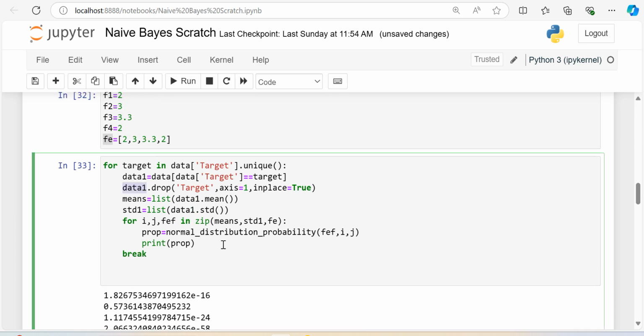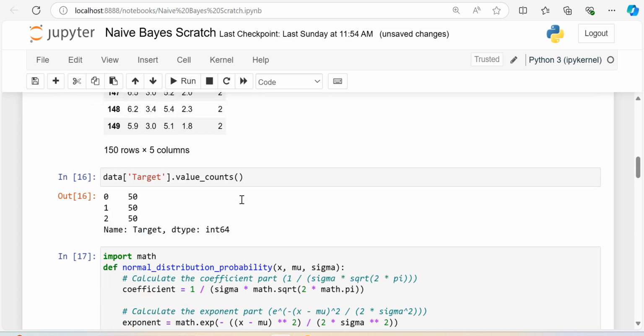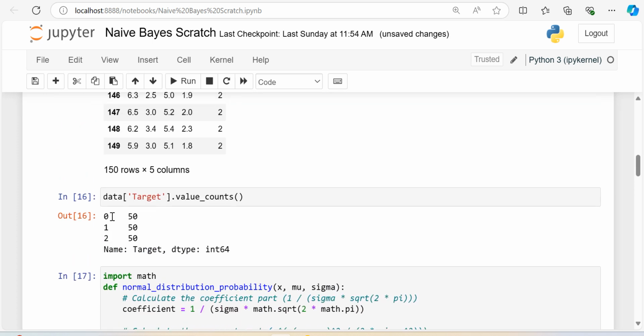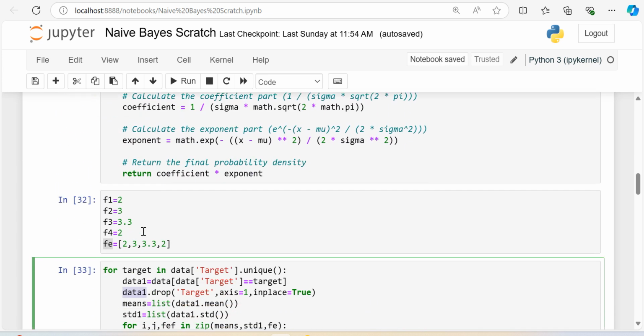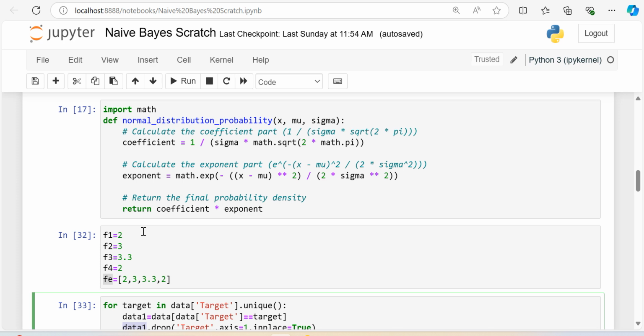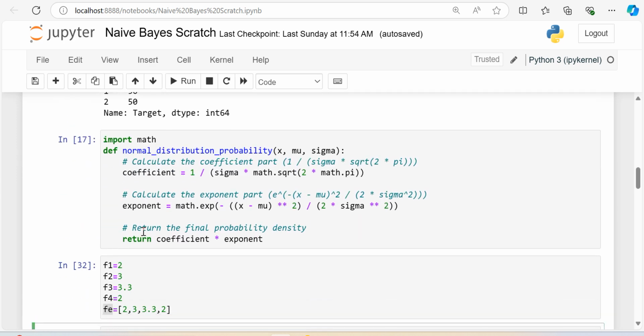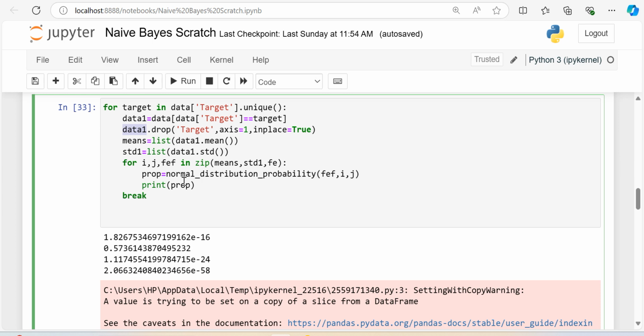But we need to multiply this, and we need to calculate the probability of 0 as well. So you already know each group contains 50 data points, and overall it is 150. So the probability will be 1 by 3 for 0, and also 1 by 3 for 1 and 2, because every group has the same number of samples, right? So 50 divided by 150 becomes 1 by 3. That is a simple thing, right? So here we are writing the code and generating the probability.